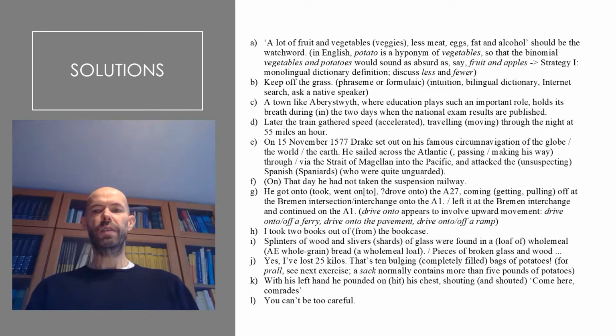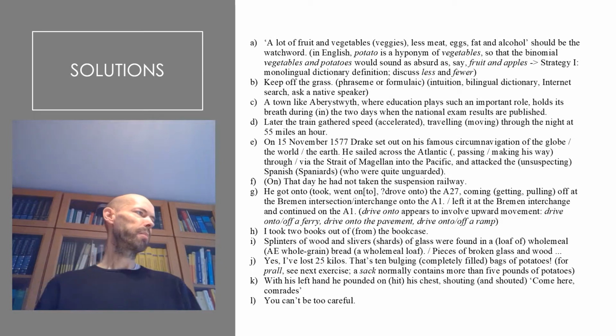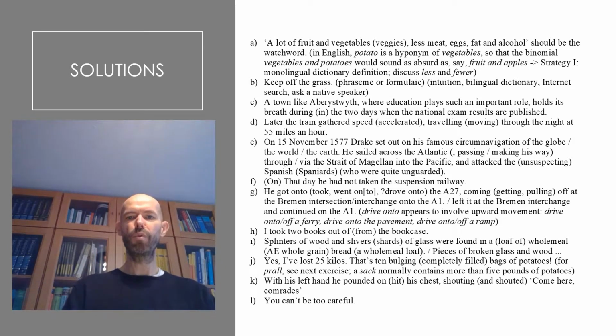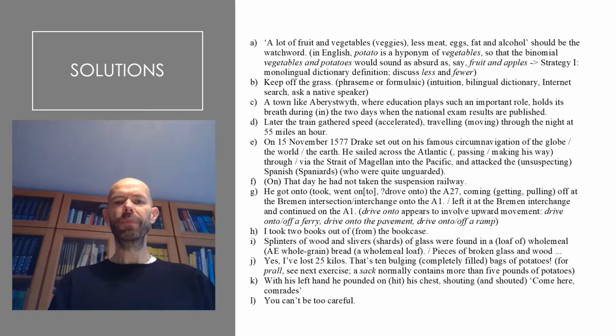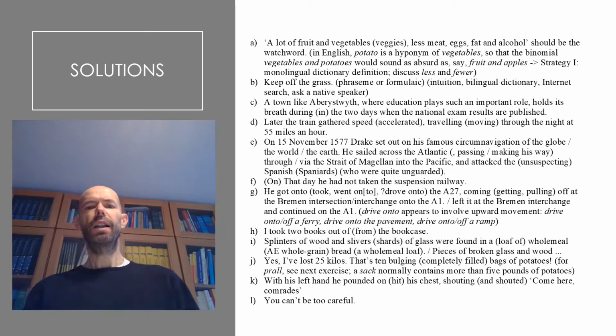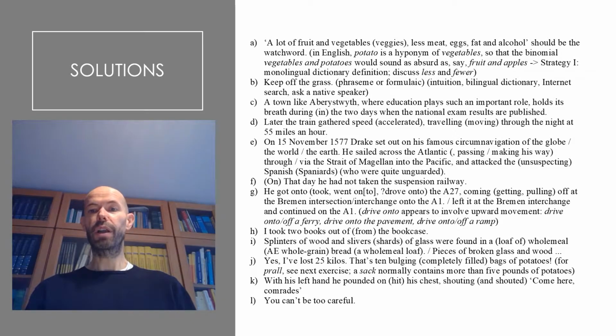Then we have a number of sentences that are based on the German verb fahren, which also has a very large number of different shades of meaning. In the first sentence, it's simply about movement, something moving at a particular speed. So the translation would be, later the train gathered speed or accelerated, traveling, one possibility, or moving simply through the night at 55 miles an hour. So if it's just about movement at a particular speed, we simply use move or travel.